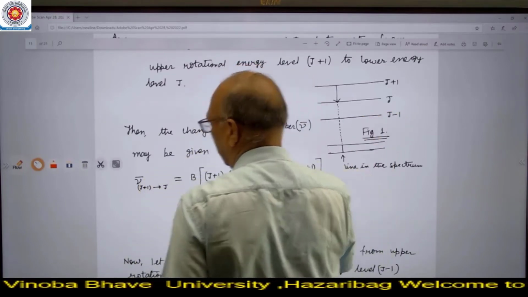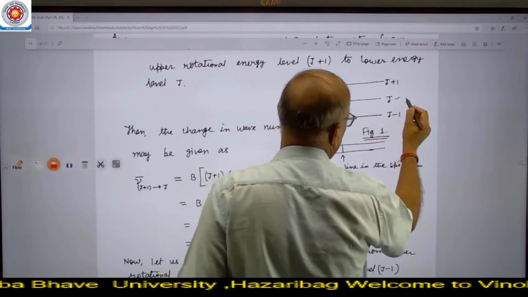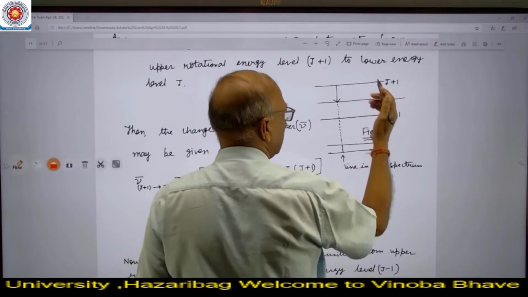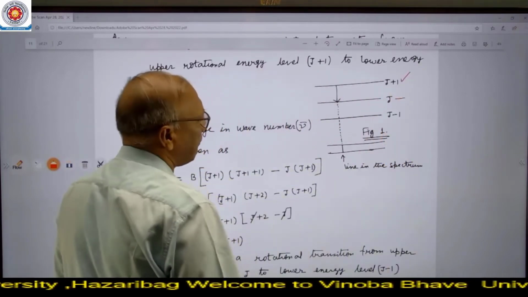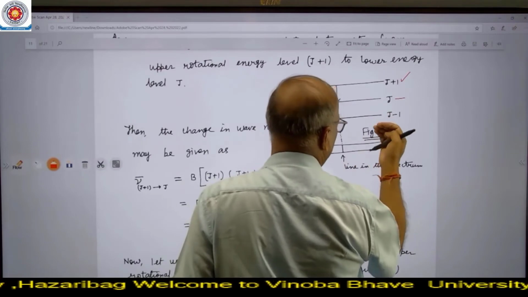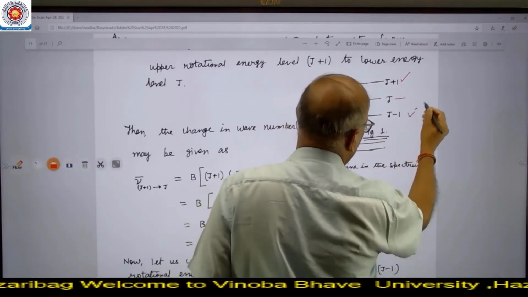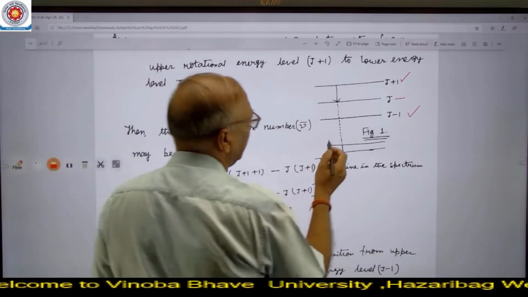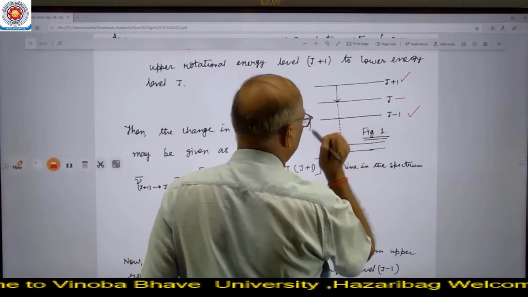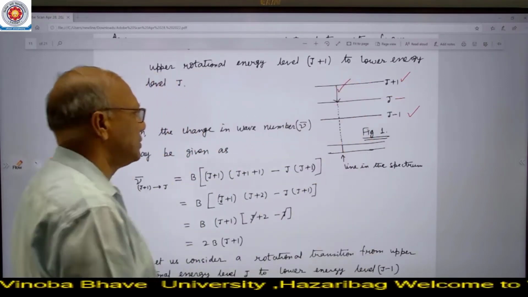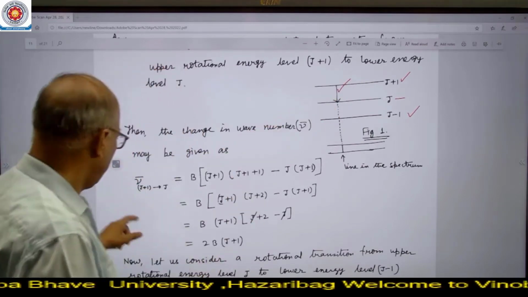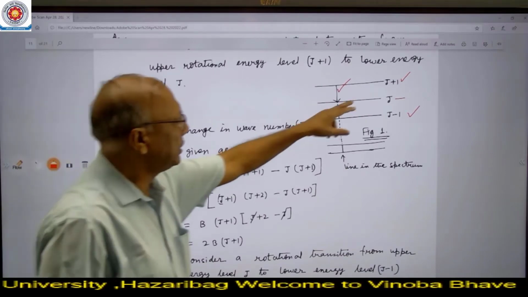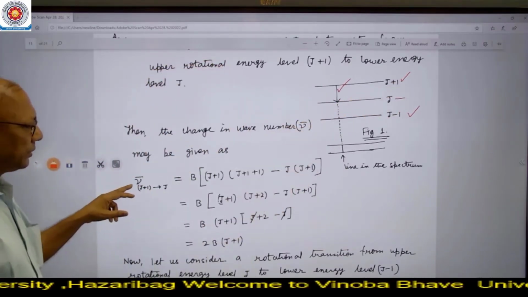Suppose this energy level is J, then the energy level just adjacent and above J will be written as J plus 1, and the energy level adjacent to J but just below it will be written as J minus 1. Now suppose we have a transition from J plus 1 to J. For this transition we have the notation J plus 1 to J, nu bar.